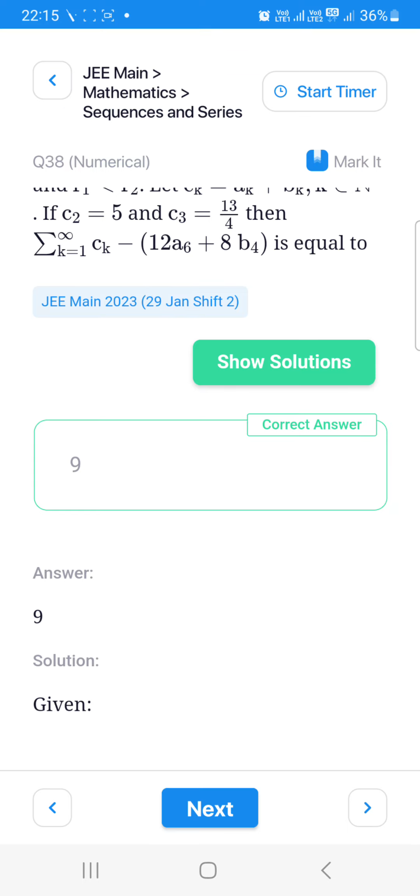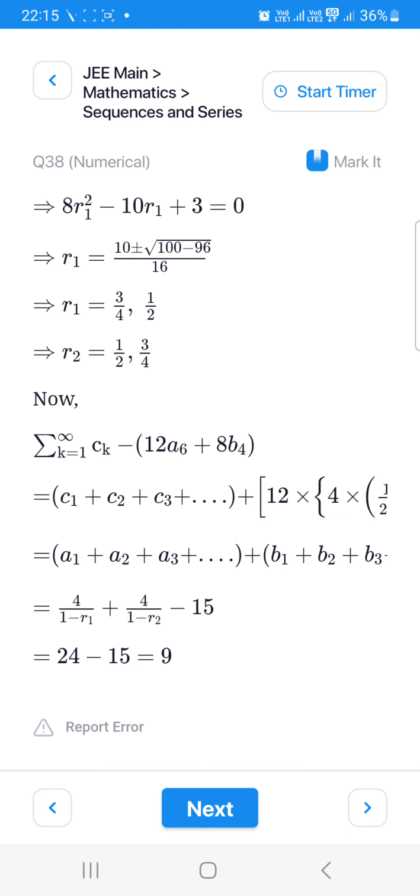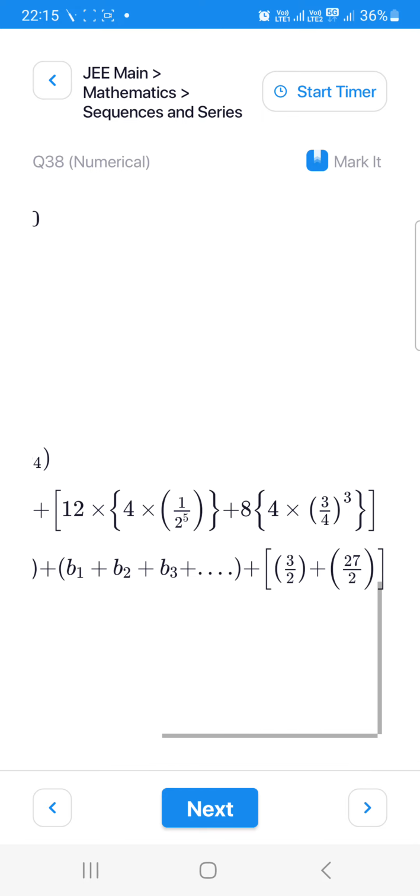This is for today. This is a good question, and I think they have used the same method, because it is the general method to do.